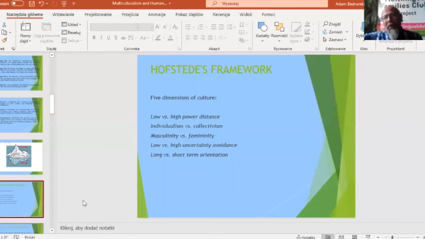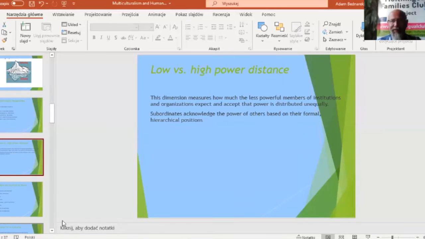Since we started with Hofstede, let's continue along this way. Because Hofstede's framework involves 5 dimensions of culture. And now these are equally divided into low versus high power distance, individualism versus collectivism, masculinity versus femininity, low versus high uncertainty avoidance, and long versus short-term orientation. And I'm here to tell you a little bit about that.